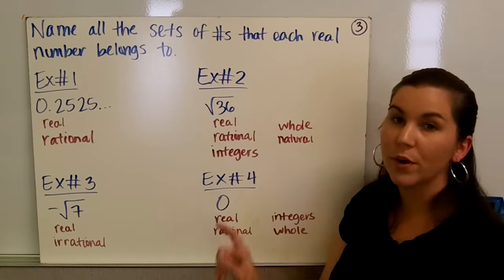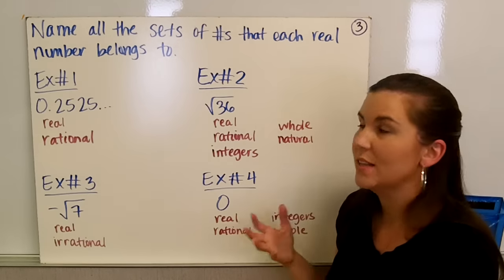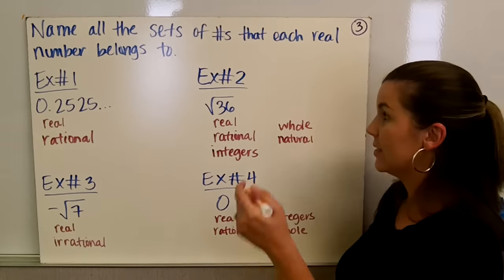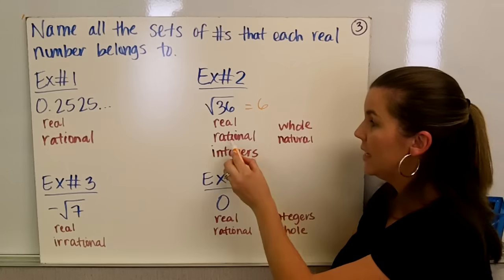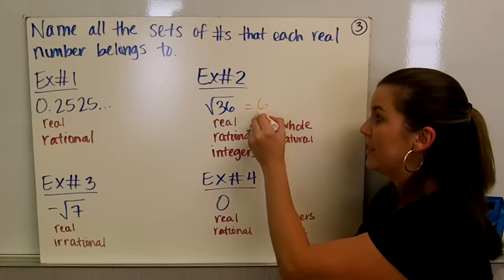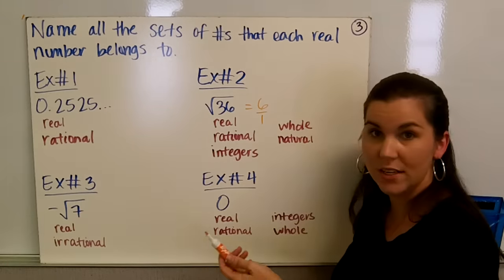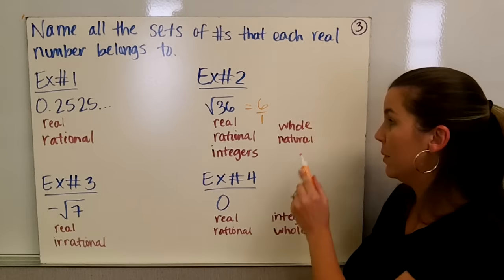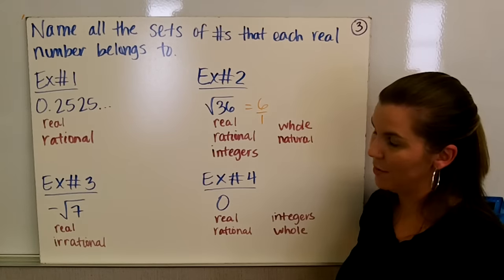Example 2, the square root of 36. Well, 36 is a perfect square, so when I take the square root of it, I get 6. Well, 6 is again a real number. 6 is also rational. It could be 6 over 1. That's the ratio of two integers. 6 is an integer. It's a positive or negative whole number. So again, a whole number, and it's natural. It's a regular counting number.